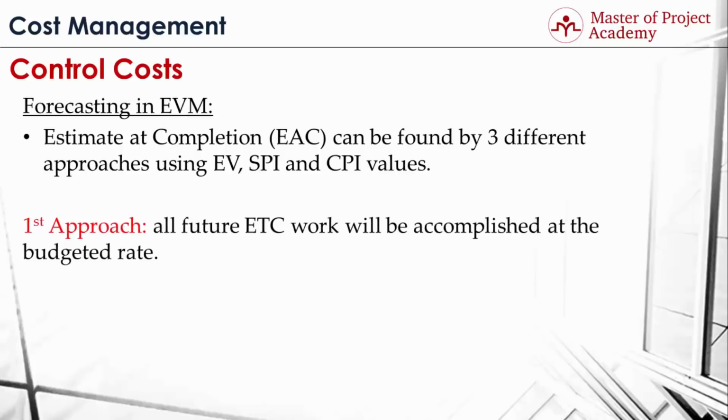In the first approach, all future remaining work in the project is assumed to cost as planned in the beginning, and the cost of this remaining work is found by subtracting the earned value achieved till now from the budget at completion value. This is summed up with the actual cost to find the total estimate at completion value. In summary, estimate at completion is the sum of budget at completion minus earned value, and actual cost occurred till now.